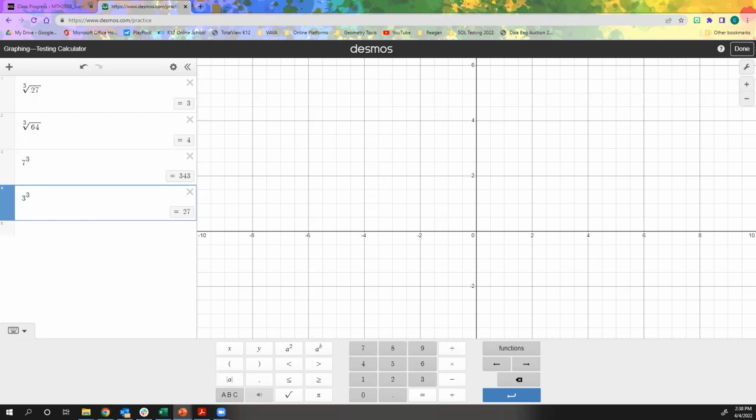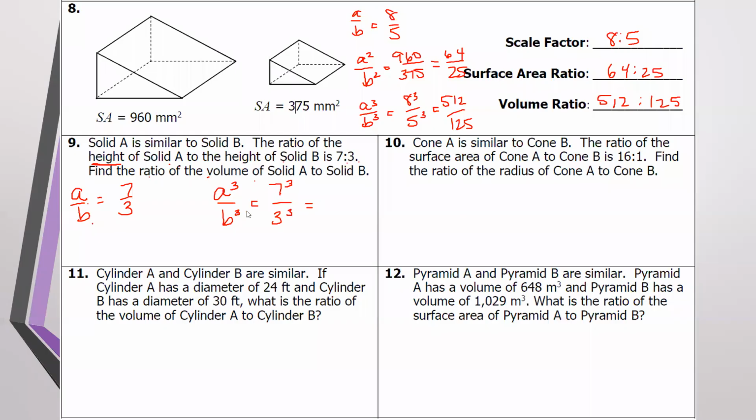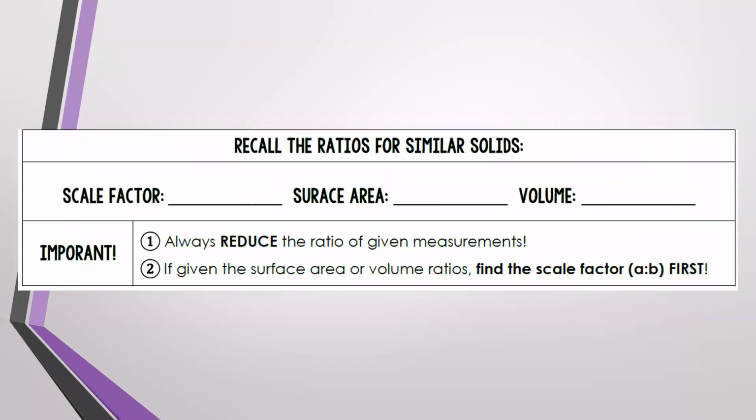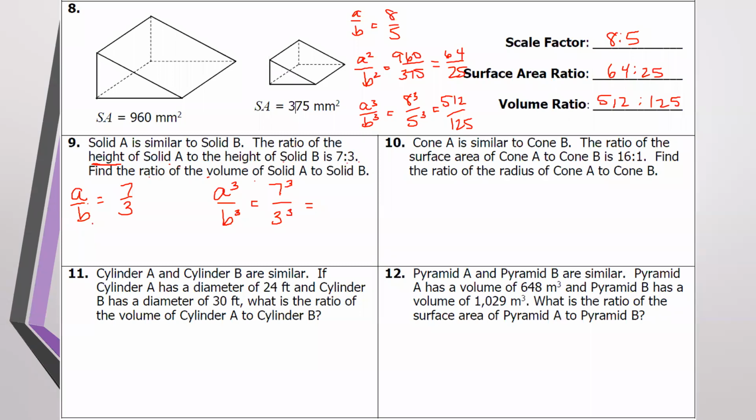So here we go. So 7 cubed is, what did I just say? 343. Whoops, did that again. And 3 cubed is 27. So your final answer, the volume ratio from solid A to solid B, is 343 to 27. There's your answer.